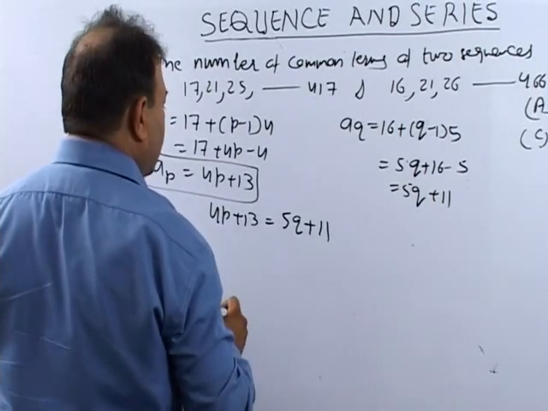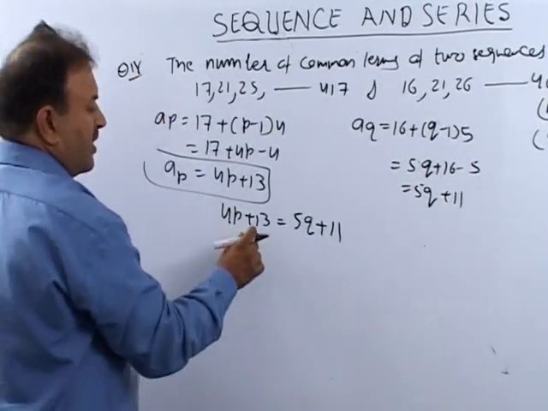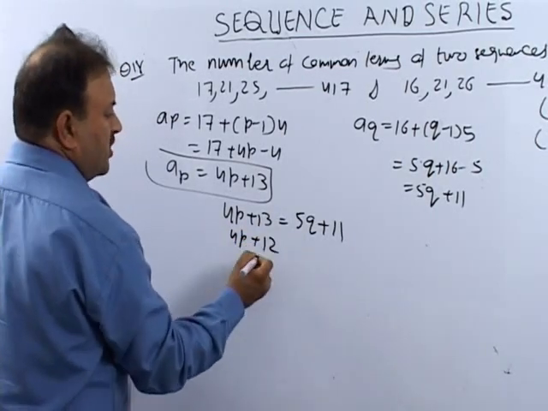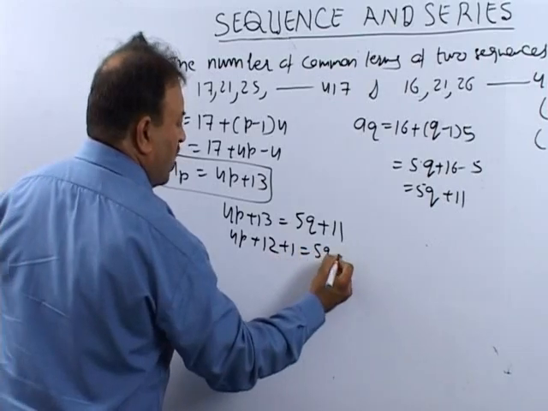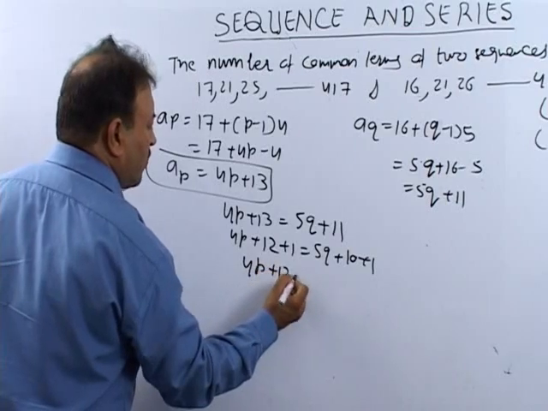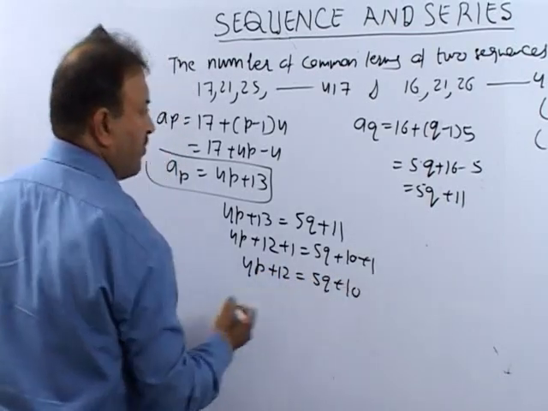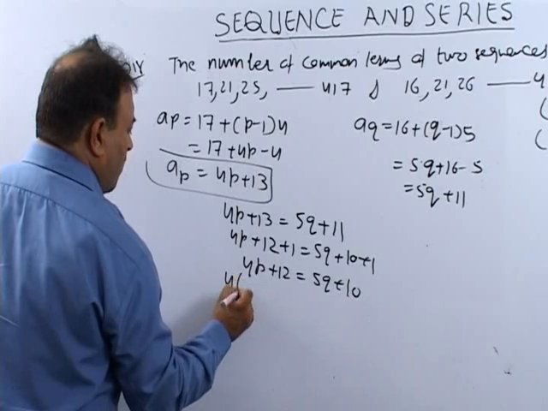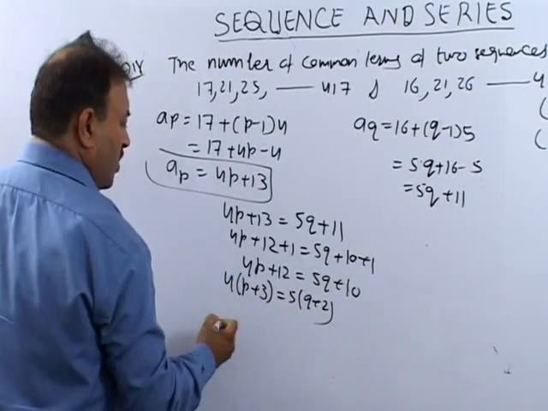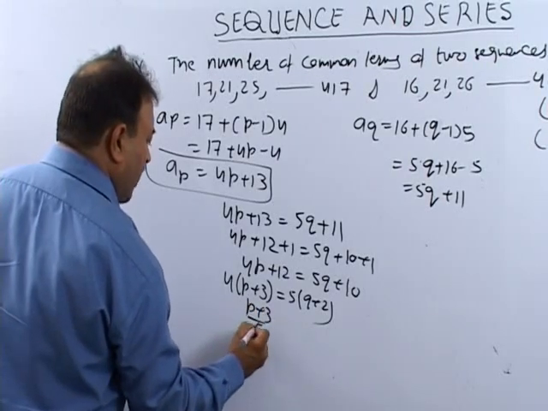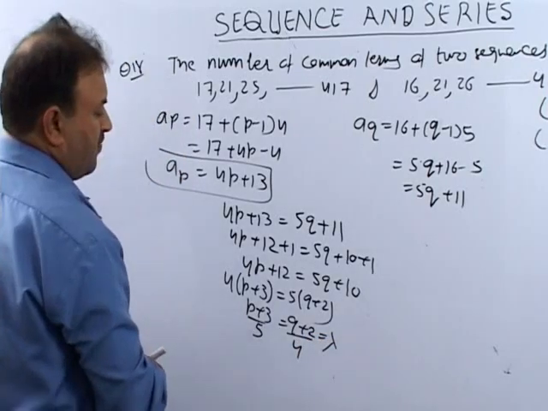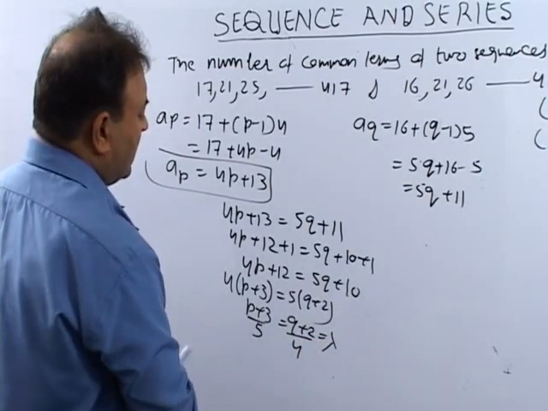Now we simplify things to make it easier. Adding 1 to both sides, 4p plus 12 is equal to 5q plus 10. Taking 4 common, 4(p plus 3) is equal to 5(q plus 2). So (p plus 3) upon 5 is (q plus 2) upon 4, and I take this as lambda.